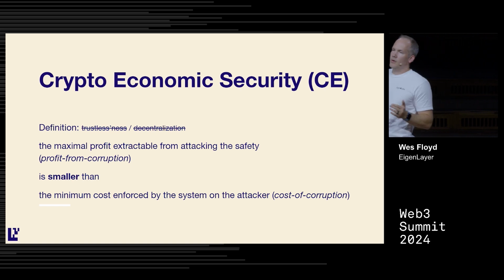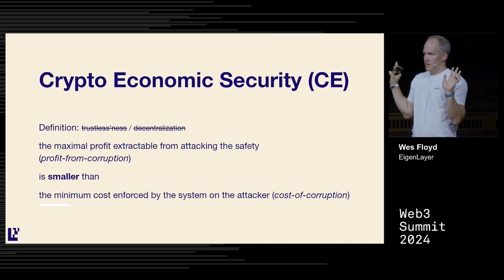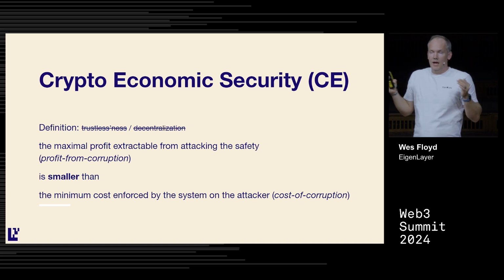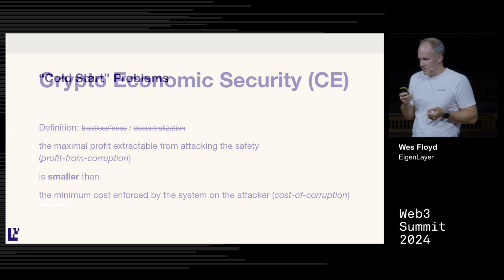Basically, we want to make it not profitable for someone to attack the system. It's very different in AWS where the infrastructure is guarded. You can't get access to the system. In this case, the system is open. You can always get access to it. But we want to make it financially disincentivized for that person to go after attacking the system.